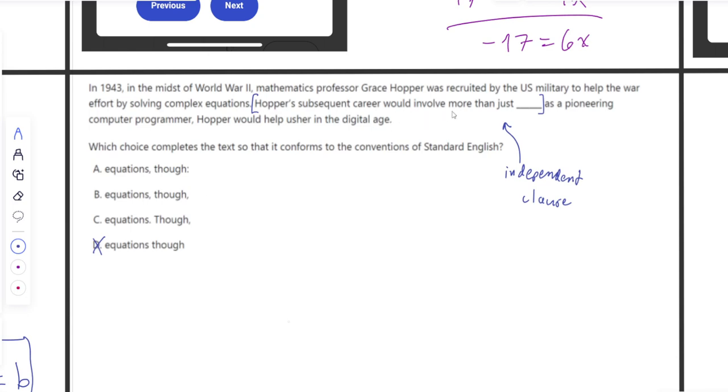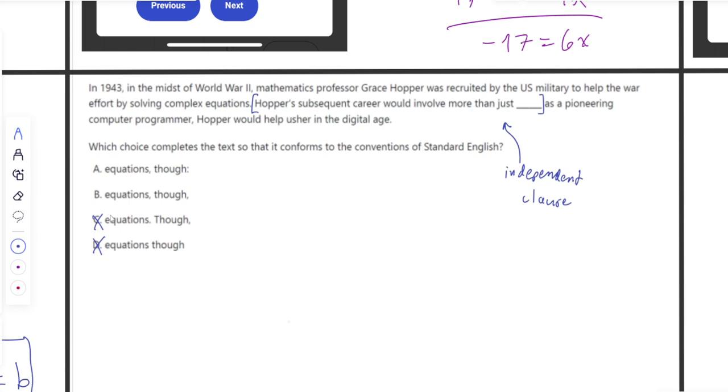Hopper's subsequent career would involve more than just equations. Though, as a pioneering computer programmer, Hopper would help usher in the digital age. So the "though" should be kept with the equations. Like, "though" is signaling sort of a contrast. Hopper's subsequent career would involve more than just equations, though. So C puts the punctuation, the full stop, in the wrong spot.